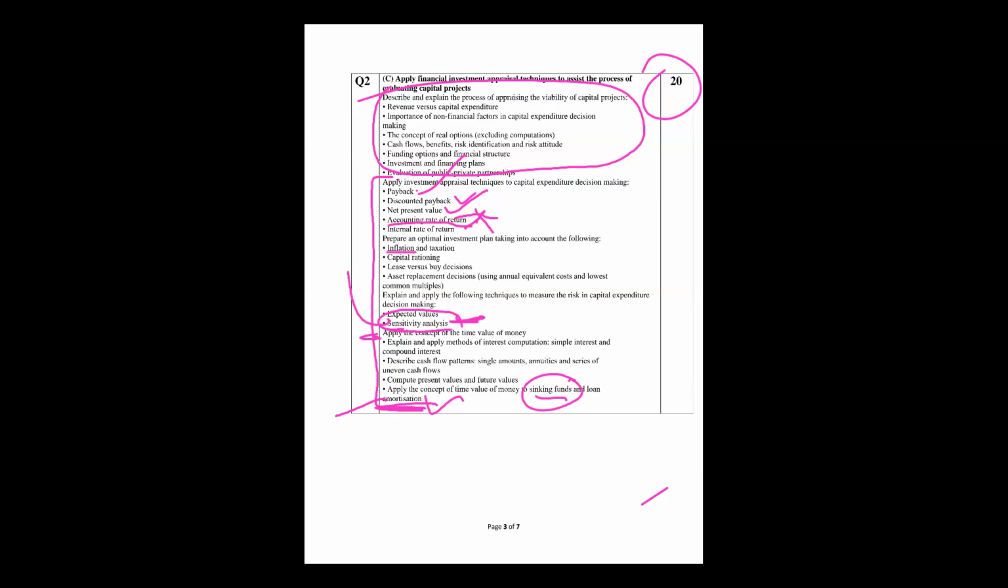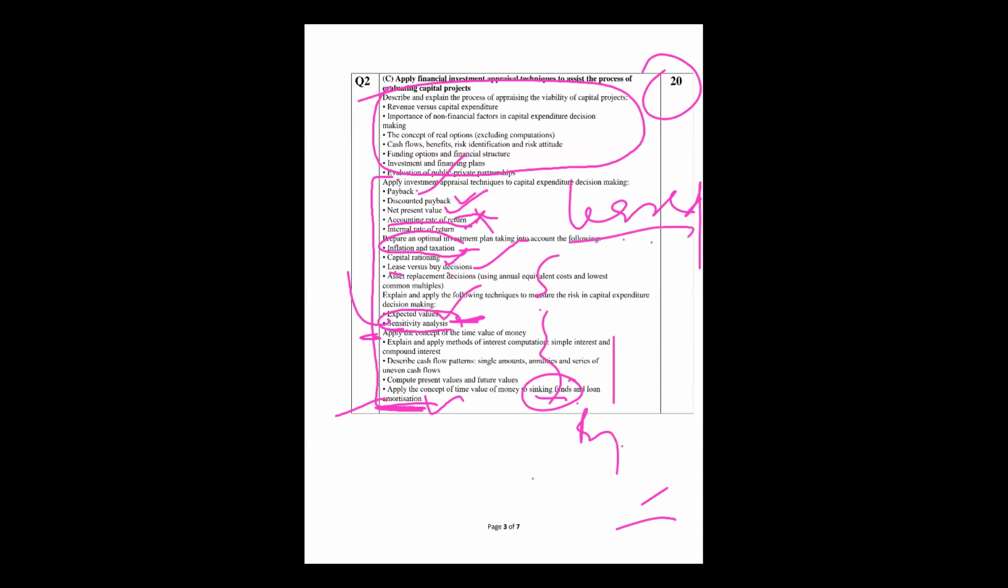Inflation and taxation, this one, they are used to inflate costs, and the taxation is also computed. Capital rationing, formula work, right? Formula work. Lease versus buy decisions, this one is a format. If it's a lease decision, what is the format? You begin with this, then go with the other one. If it's a buy decision, then you compare the lease and buy, their NPVs. Then you conclude on which one should go, which one shouldn't. Right? It's a format, it's not formula, it's format. So you have to master the format.